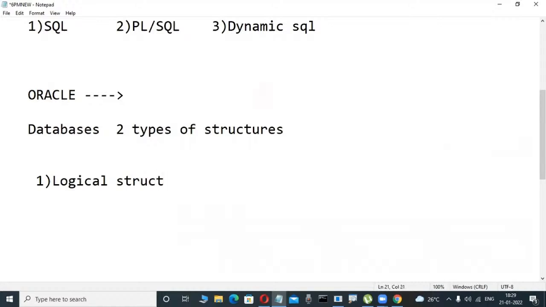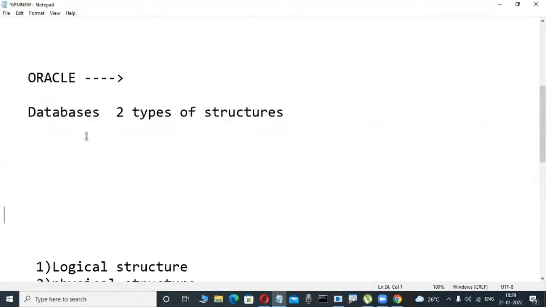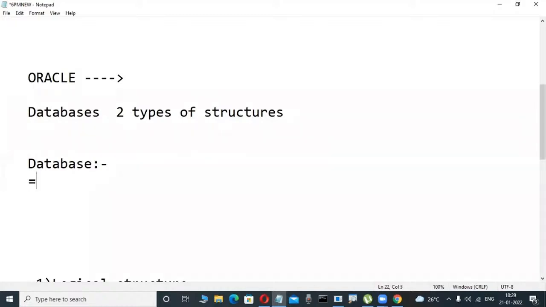Database means it is a place where we can store structure. Here, one is the logical structure. Another one is the physical structure. Before we tell what the logical and the physical structure are in every type of database software, just the database definition: in books, so many fellows are writing it like this. Today at least you will understand. What does database mean?